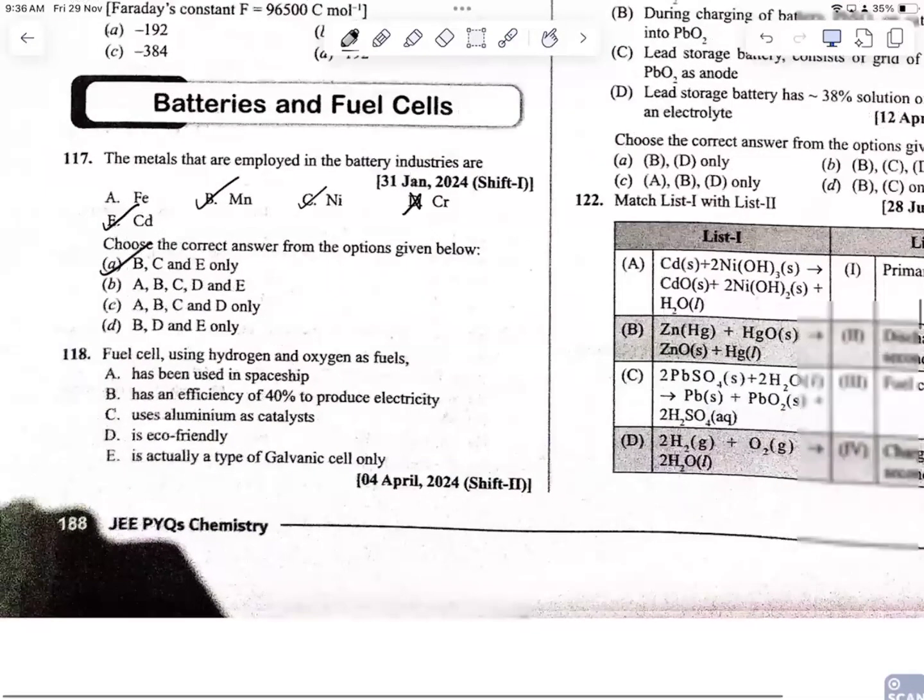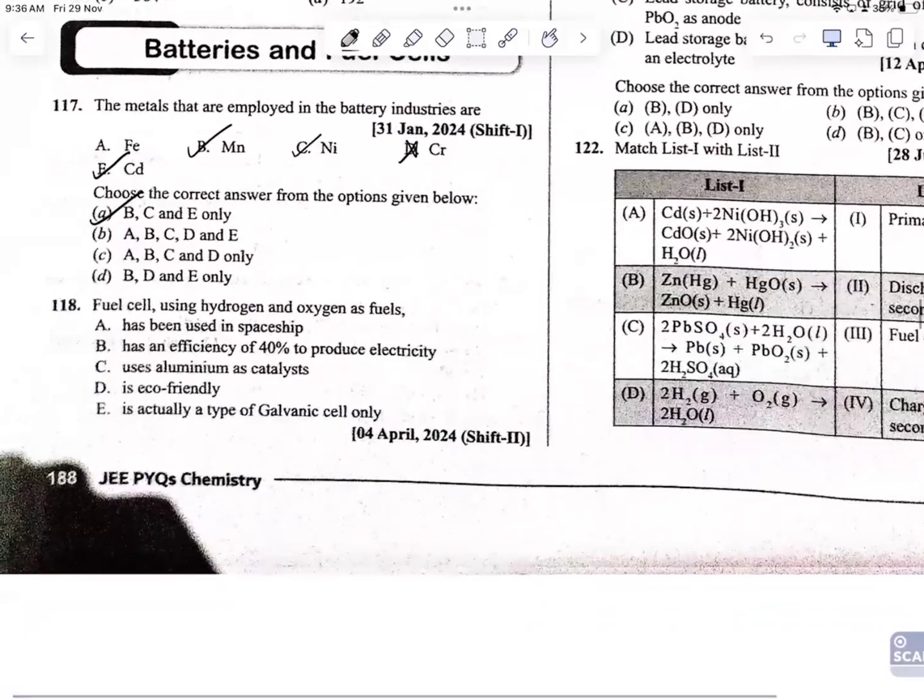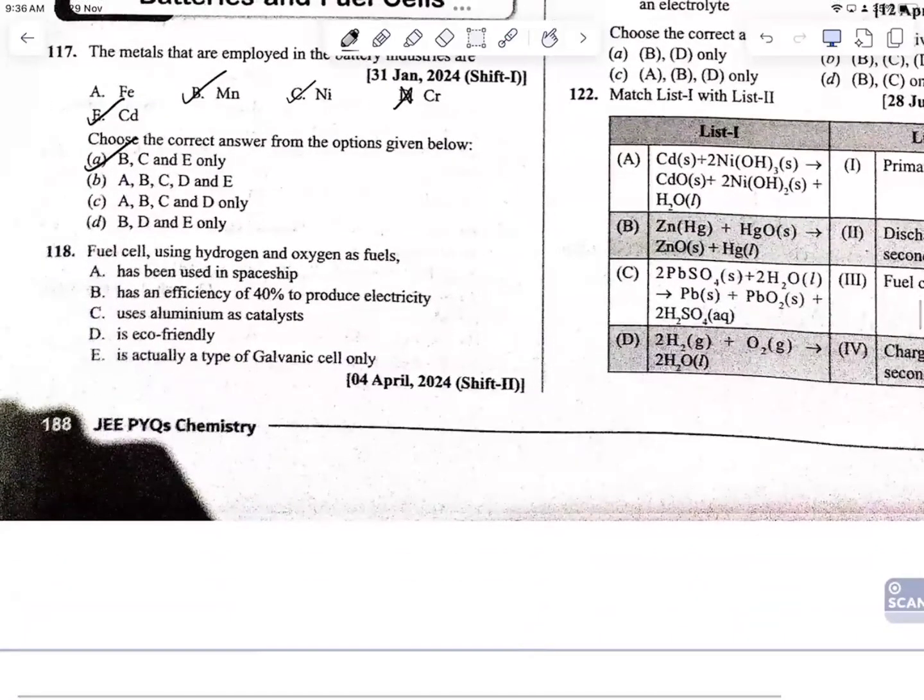So I hope all of you got this here. So remember which case is what. Next. Fuel cell using hydrogen and oxygen fuels have, okay, has been used in spaceship. That is true. Have an efficiency of 40%. That is incorrect. 70%. We discussed this. Correct. Would have around 70%.